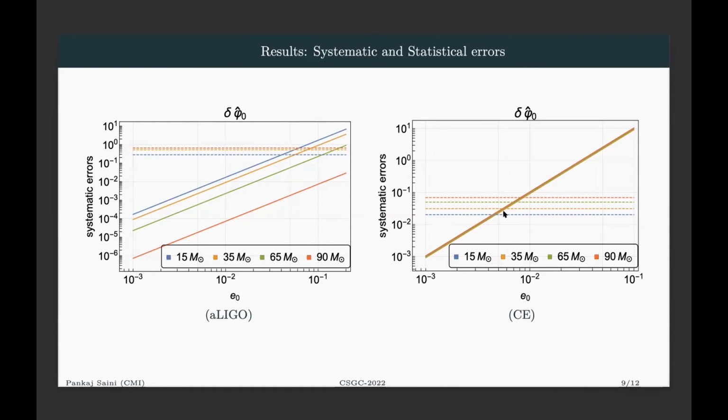And the right plot shows these errors on the Cosmic Explorer band, which has better sensitivity compared to advanced LIGO, and especially at low frequencies. So you see that the systematic errors cross the statistical errors at an eccentricity of around 5 times 10 to the power minus 3. So if a source, even with a very small eccentricity, is observed in this CE band, then the systematic errors will become comparable to the statistical errors. And this value was around 4 times 10 to the power minus 2 in the advanced LIGO band.